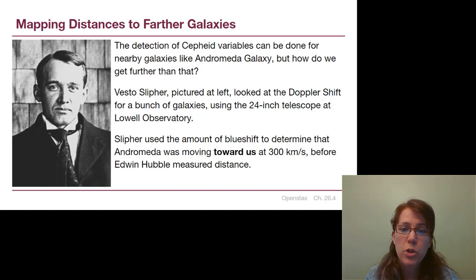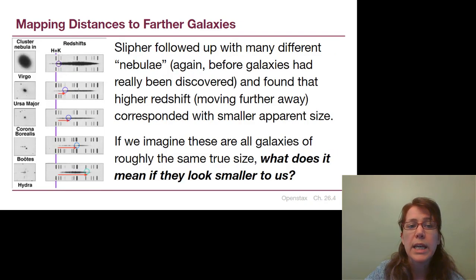Now, Vesto Slipher was looking at Andromeda Galaxy well before Edwin Hubble actually measured its distance, because remember, really important, Doppler shift does not tell us about distance. What it does tell us is the speed and direction of objects that are moving. Blue shift means towards, red shift means away, and the amount of shift is telling us about the speed. And so he identified that Andromeda was moving towards us. Remember, Andromeda is on a collision course with the Milky Way, so that's something we talked about, but that's how we figured that out.